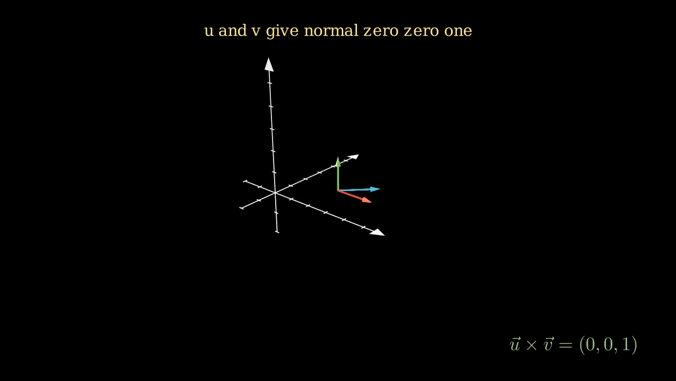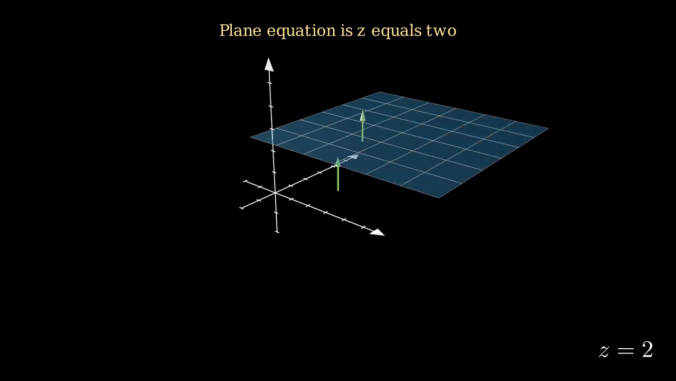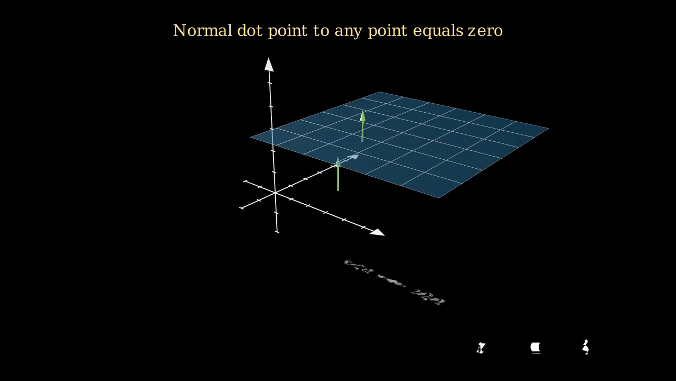A plane is defined by one point sitting on it, plus a normal vector perpendicular to its surface. Let's use the point 1, 0, 2, together with the normal vector 0, 0, 1 that we just found from the cross product. The plane equation comes from saying the normal vector, dotted with the vector from our known point to any point x, y, z on the plane, equals 0.